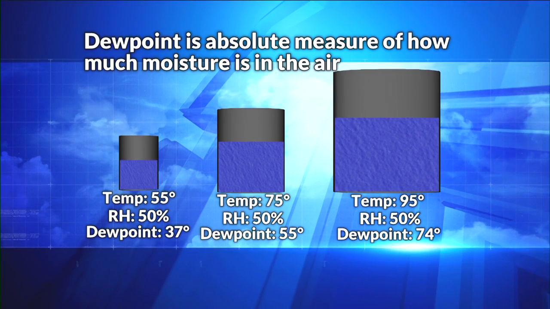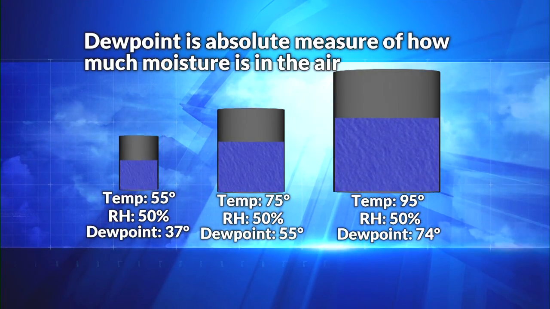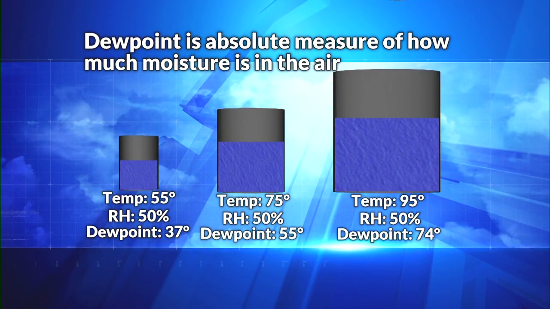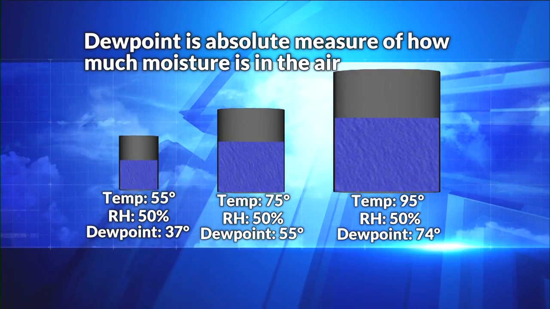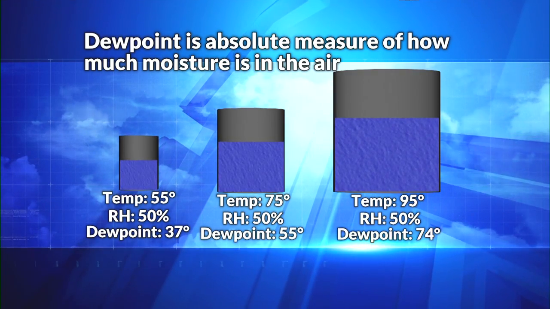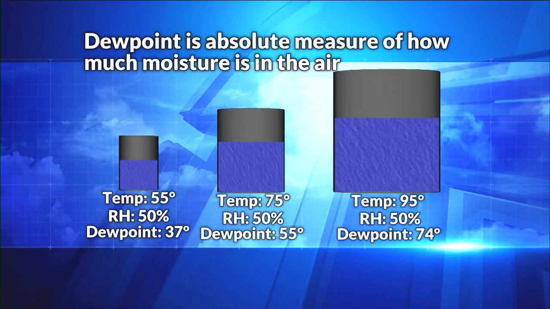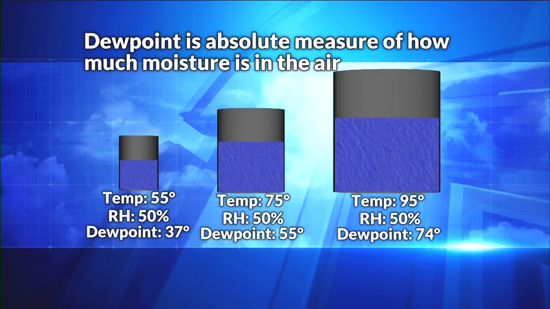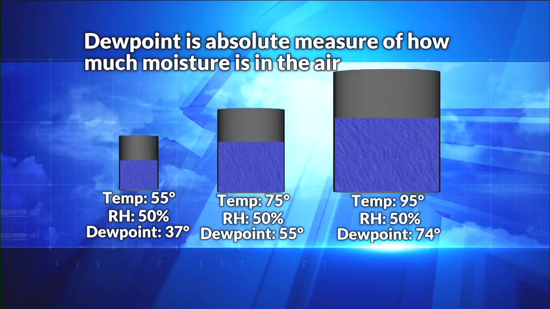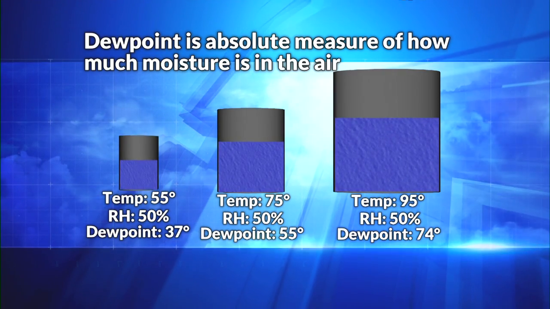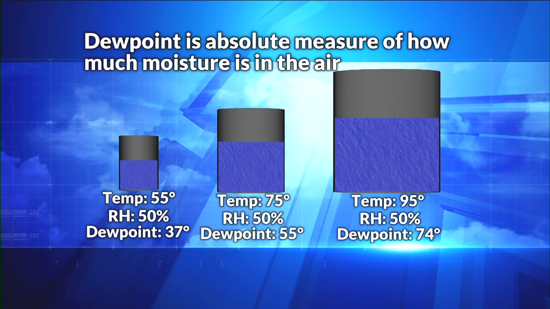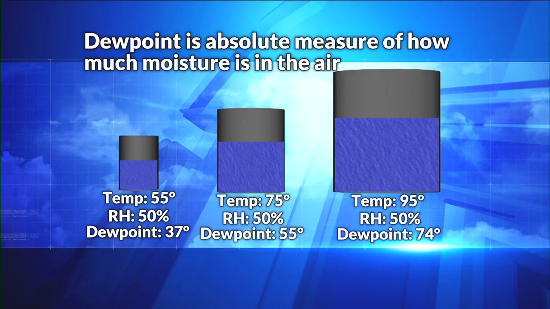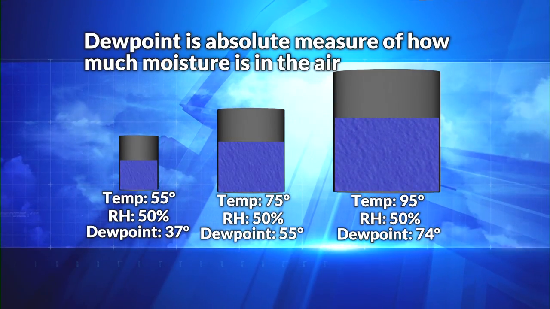So for instance, for the small cylinder with the 55-degree temperature, to be half full of water vapor the dew point would be 37. If you go to the 75-degree one, to get it half full of its water vapor capacity, the dew point is 55. Because 55 is higher than 37, that means there is more total water vapor in the 75-degree cylinder than the 55-degree cylinder, even though they both have the same relative humidity.